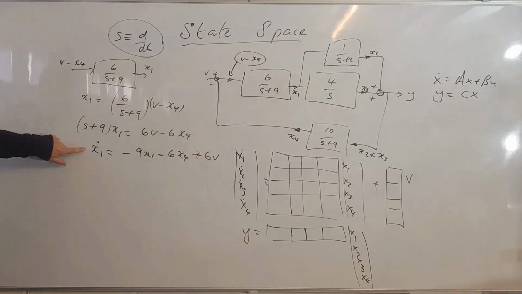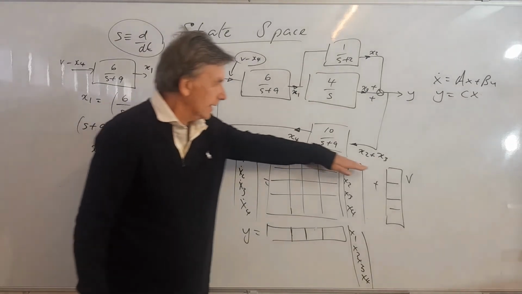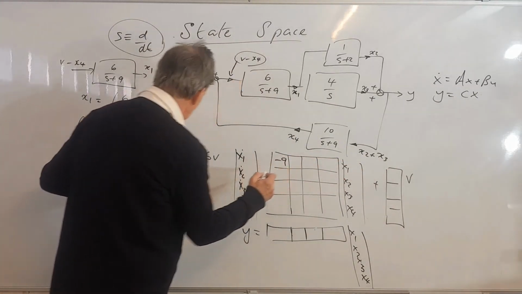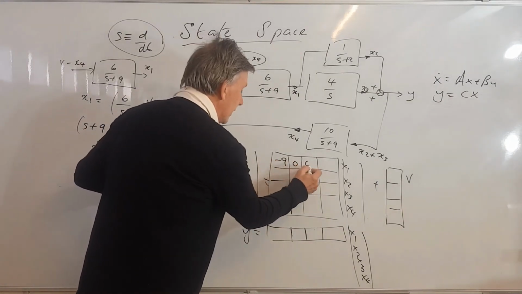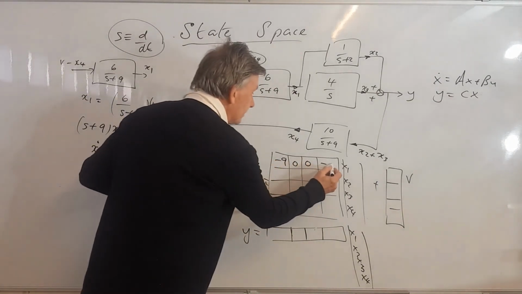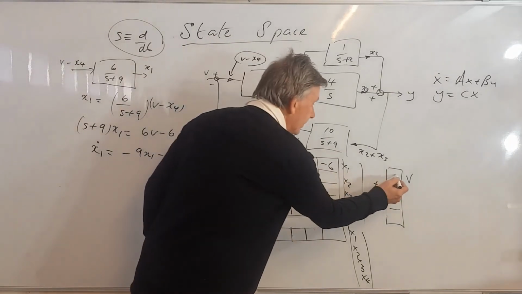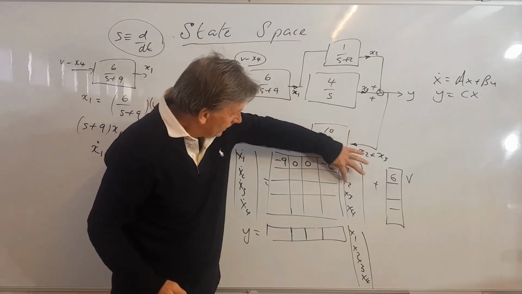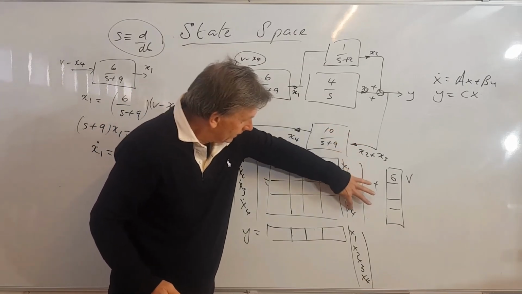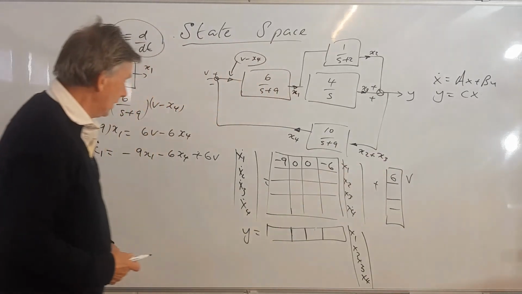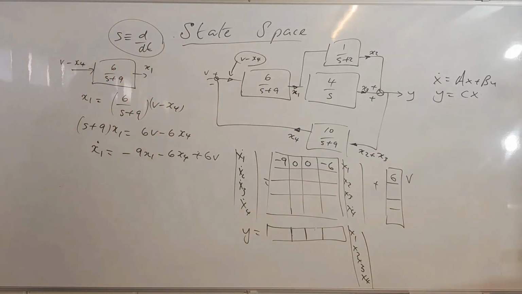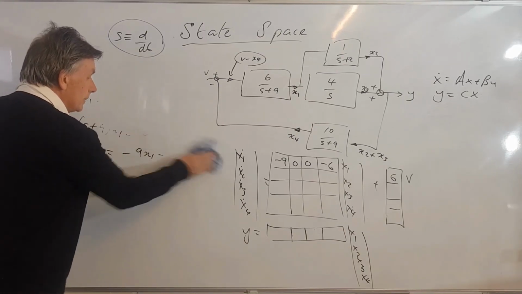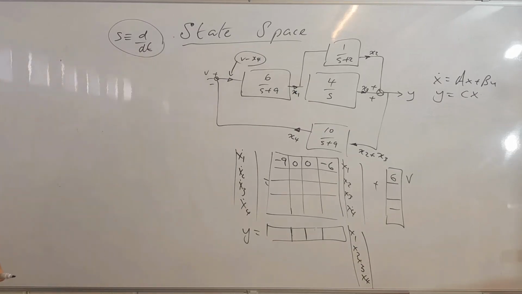So this is now our first little equation, and this goes on the first line here. So x1 dot is minus 9 times x1, no x2s, no x3s, minus 6 x4s and 6v. This is saying this is that times that, plus that times that, plus that times that, plus that times that, plus that times that. And there's our first bit of the state space completed. We can now move through each of the boxes in turn.